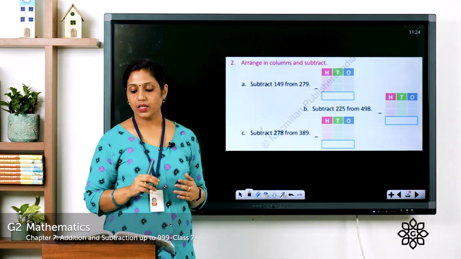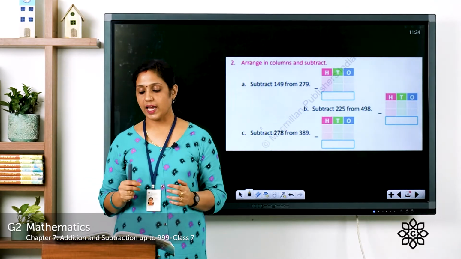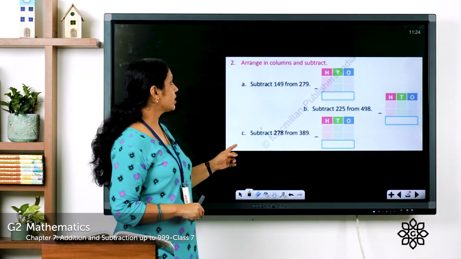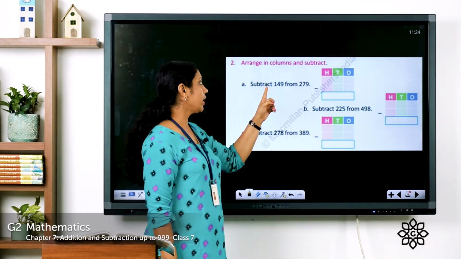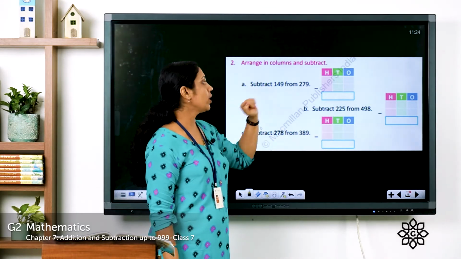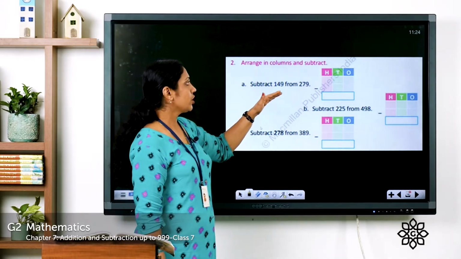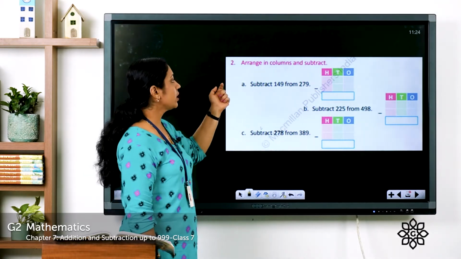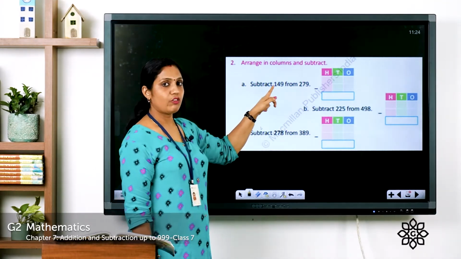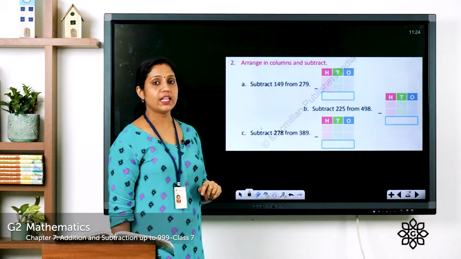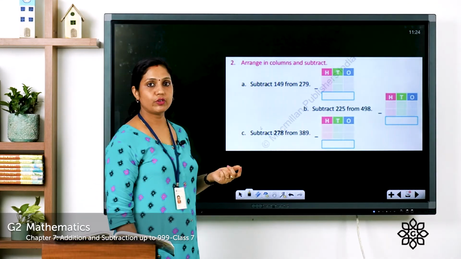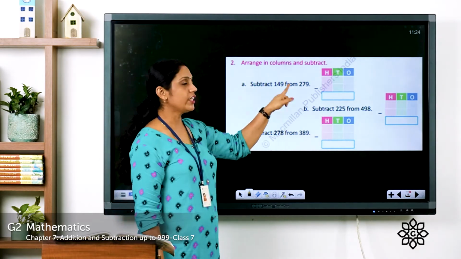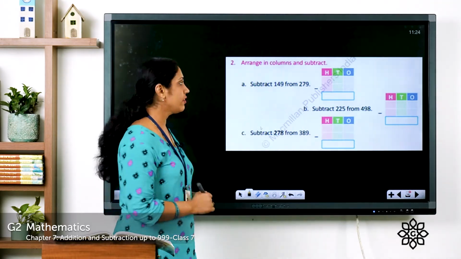Question 2. Arrange in columns and subtract. So look at the first question. Subtract 149 from 279. So first you have to write this here in the columns and then subtract. So look at the question. Subtract 149 from 279. So which number we have to write first? We have to write the greater number, that is 279.